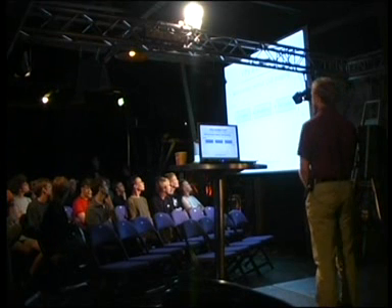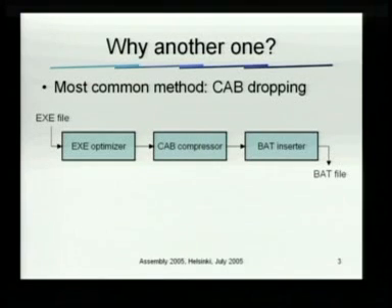What most people did before Crinkler came along was to use this thing called cab dropping, which is a sort of three-step process, usually handled by just one program handling all of these things. First you take your executable file and run it through an executable optimizer, which does some optimizations to the header and sets some things to 0 that can be set to 0, and fiddles a bit with the executable, which makes it easily compressible.